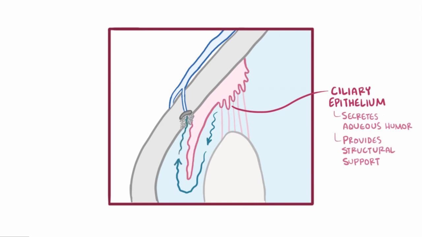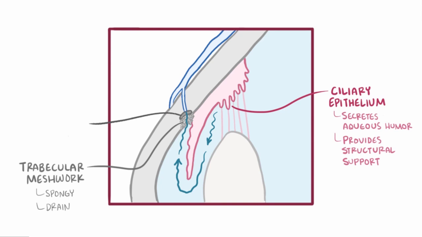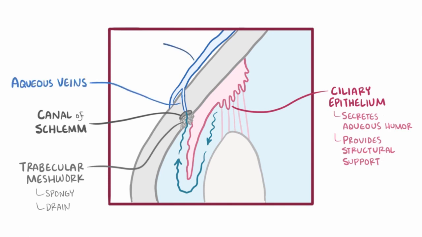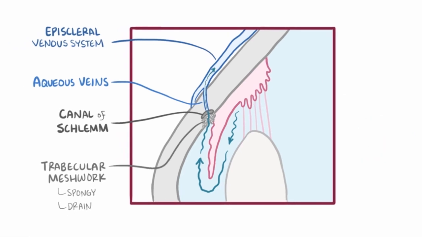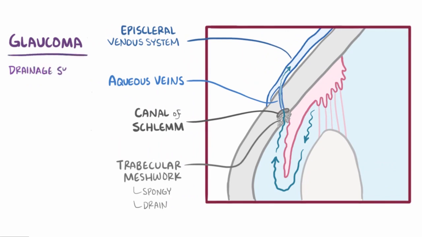From there, the fluid flows out of the eye through the trabecular meshwork, which is a spongy tissue that acts like a drain. And this allows the fluid to go down into a circular channel called the canal of Schlemm, and finally into the aqueous veins, which are part of the episcleral venous system, the veins around the sclera of the eye.